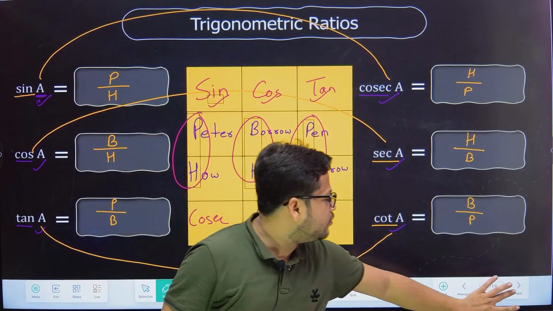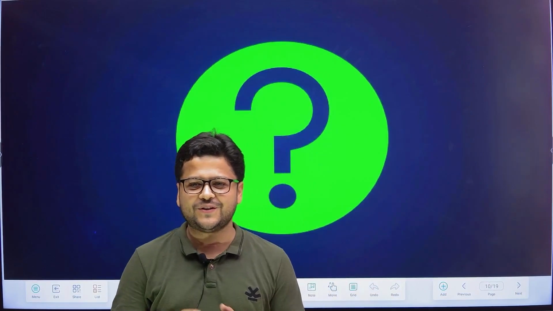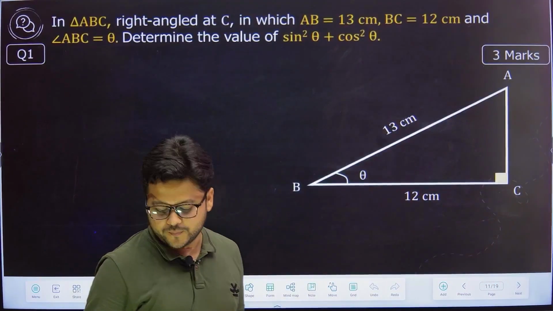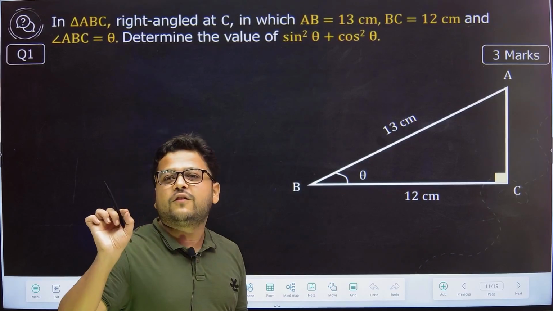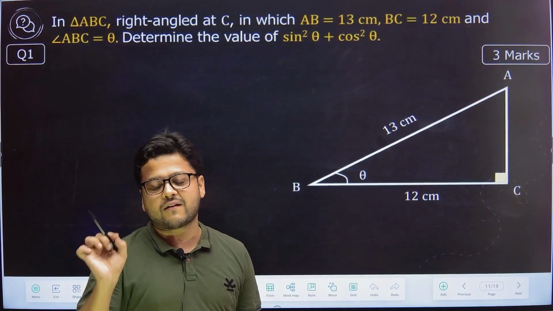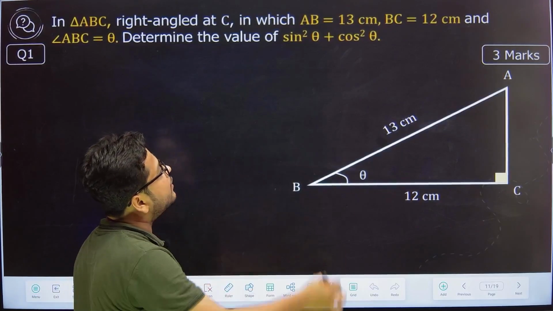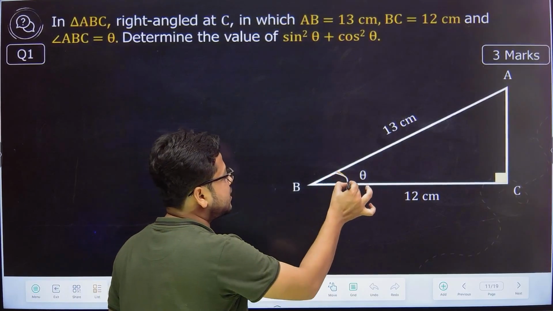So let's move ahead now. Let's solve one question, students. I am sure that you understood all these things very well. So let's check your knowledge. Let's solve this question now. The question is here on the screen. In triangle ABC, whenever we use the word triangle, it means right angle triangle. So in triangle ABC, AB equal to 13 cm, BC equal to 12 cm, and angle ABC equal to theta, meaning the angle under consideration is this one.